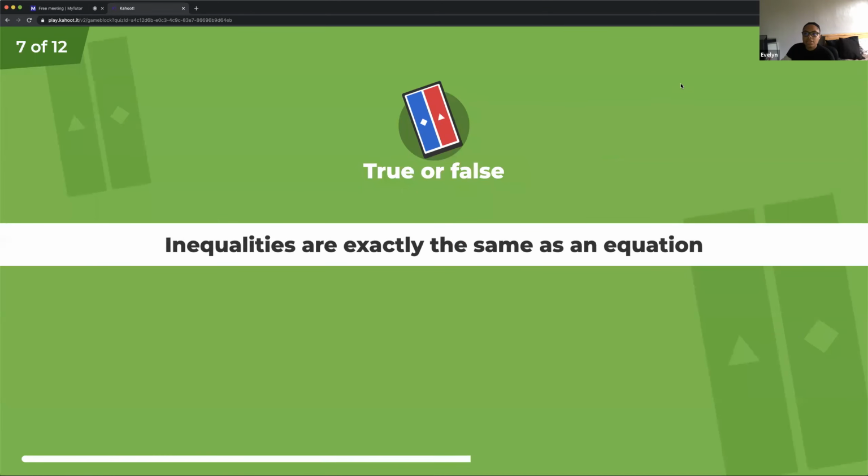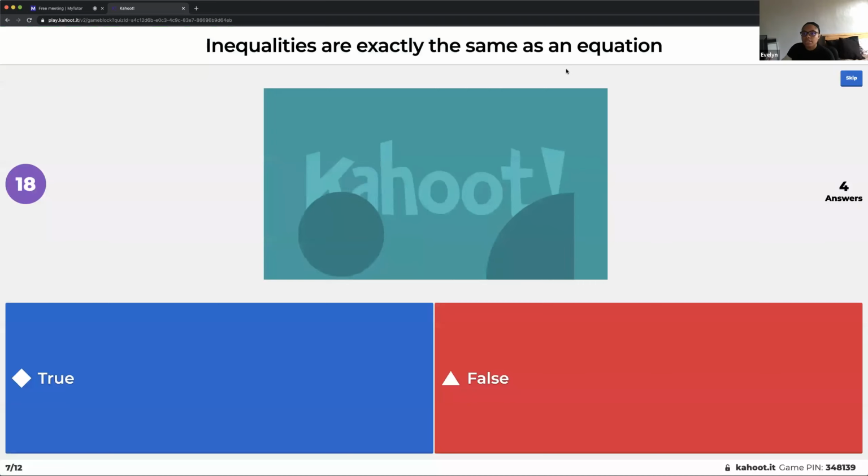Right, inequalities are exactly the same as an equation. Is that true or false?